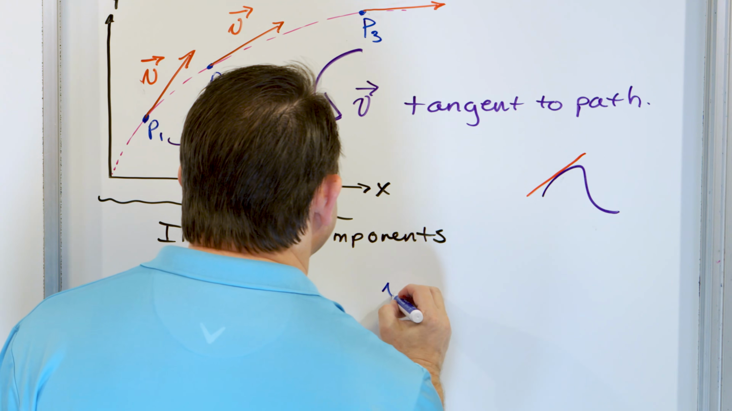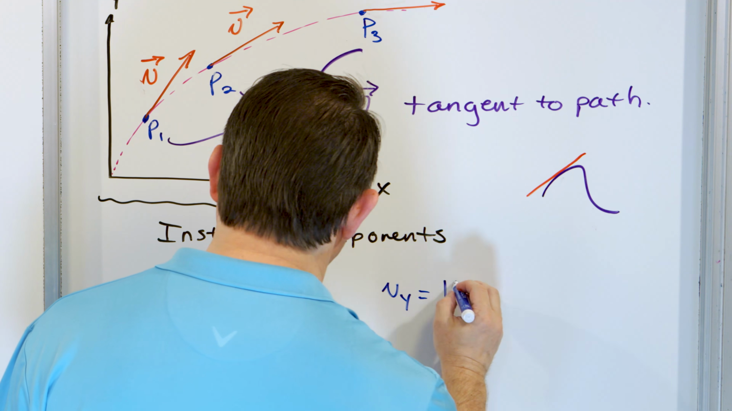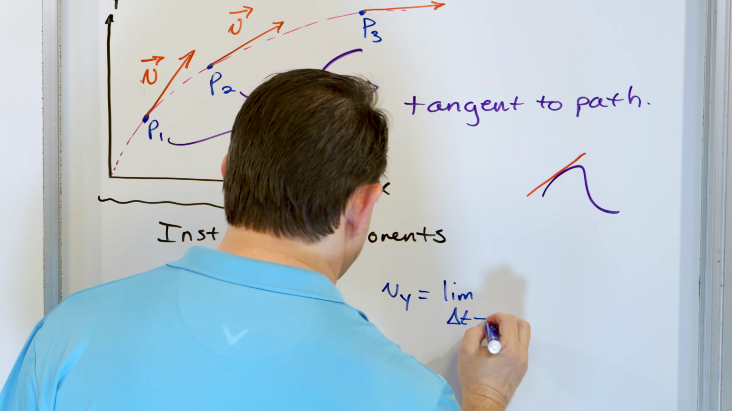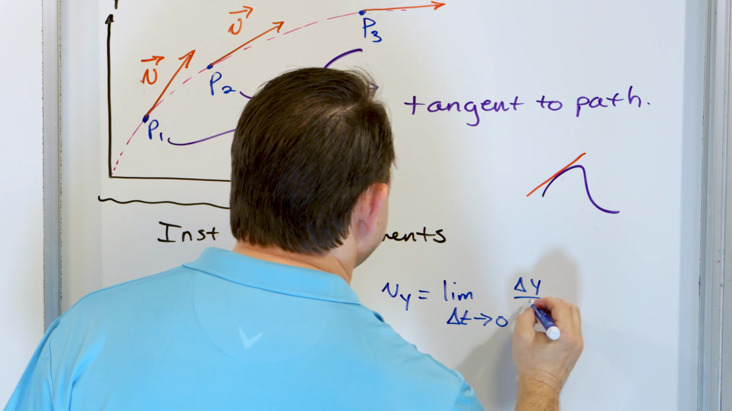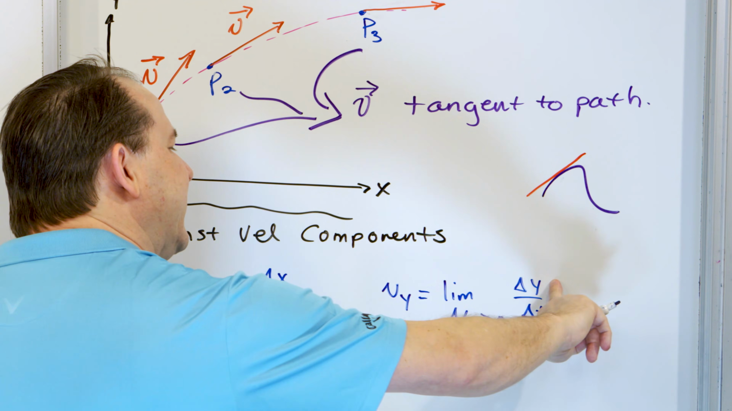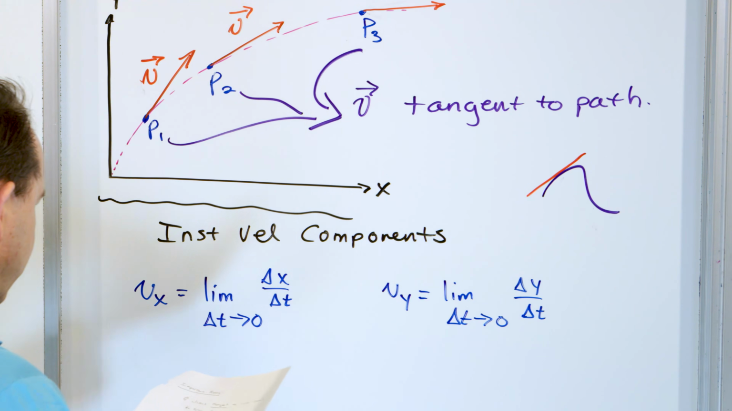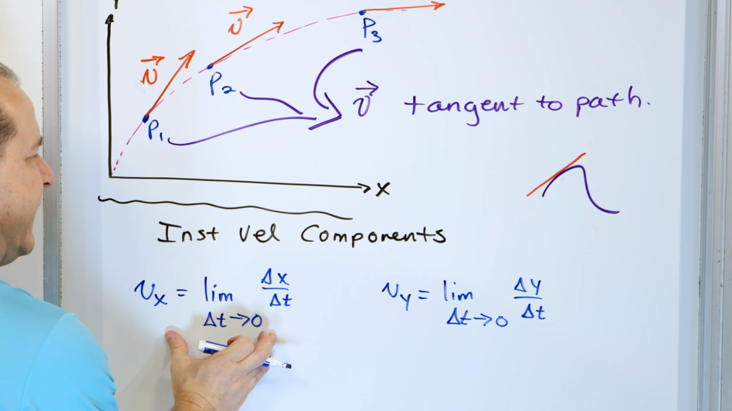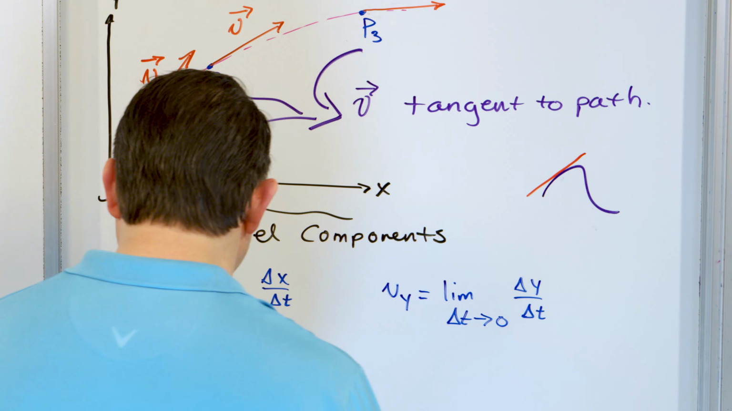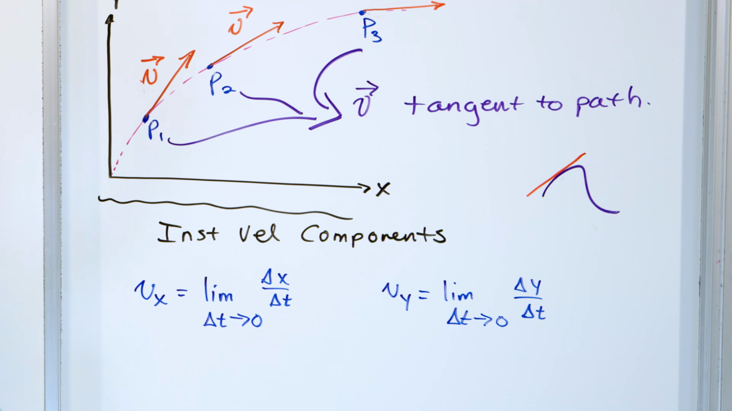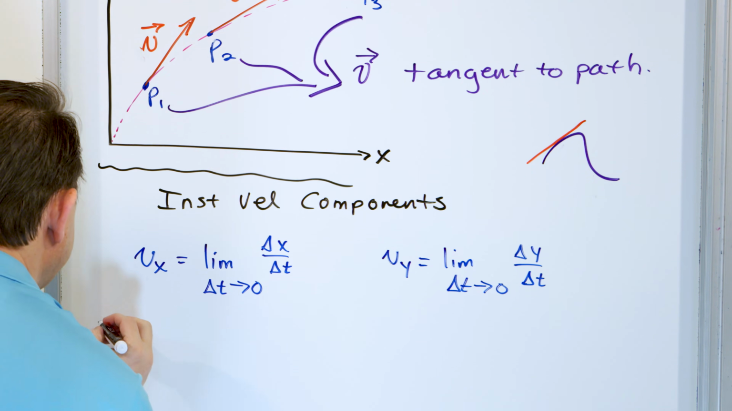All right, and vy, we could do the same thing. We could say the limit as delta t approaches 0 of delta y over delta t. How far did it go in the up and down direction divided by how long it took, and shrink that down as well. So this is the instantaneous velocity in the x direction and the instantaneous velocity in the y direction. And I think what I'm going to do is leave you with one last picture to understand this.